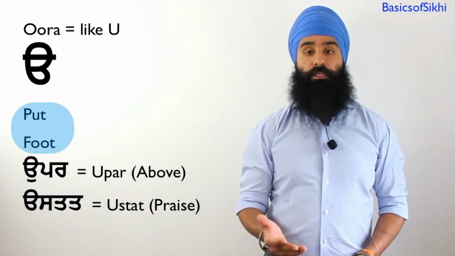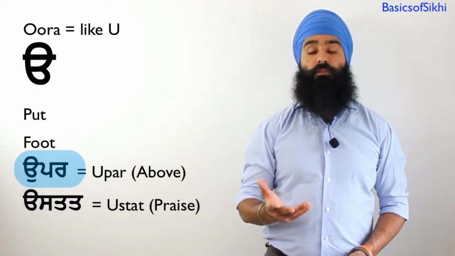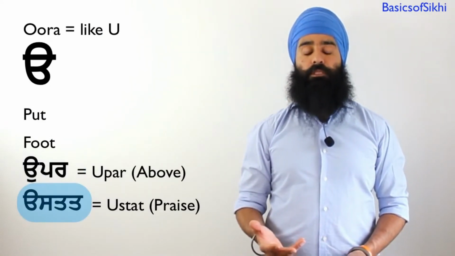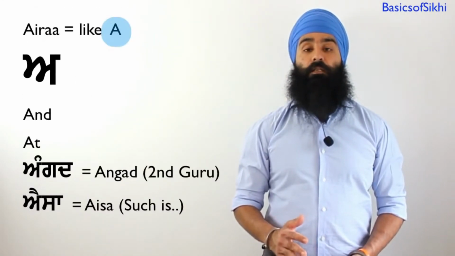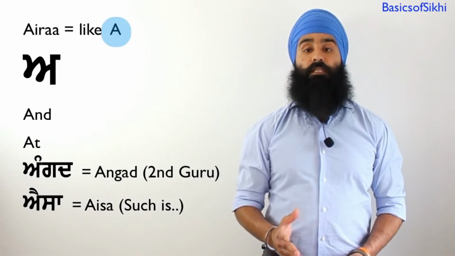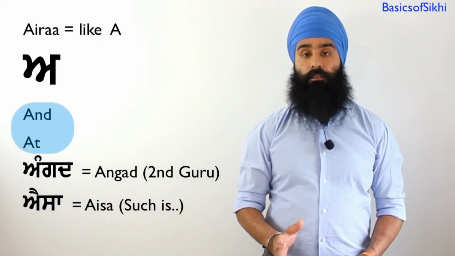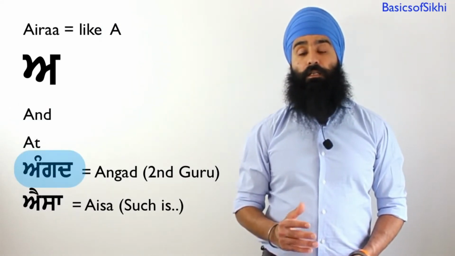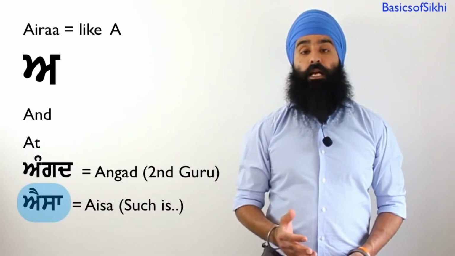And in Punjabi you can use this uppar, uppar. Yeah, high up or above. Ustad, yeah, ustad, to praise God. Akal ustad, written by Guru Gobind Singh Ji. And then ada. Some people say ada, some people say ada, but the sound it makes is the English equivalent of this: at, at. Punjabi words you've seen that start with this akara: angad, like Guru Angad Sahib, angad, or asa, asa.